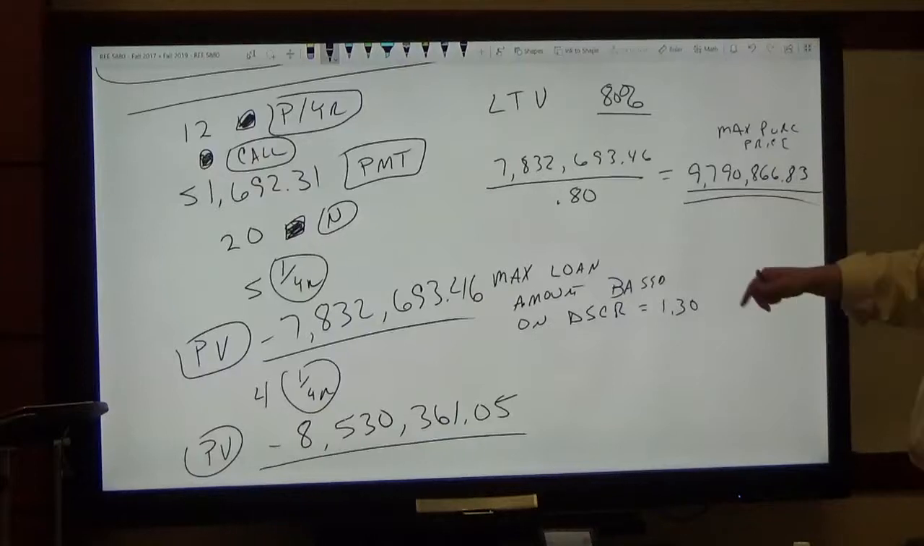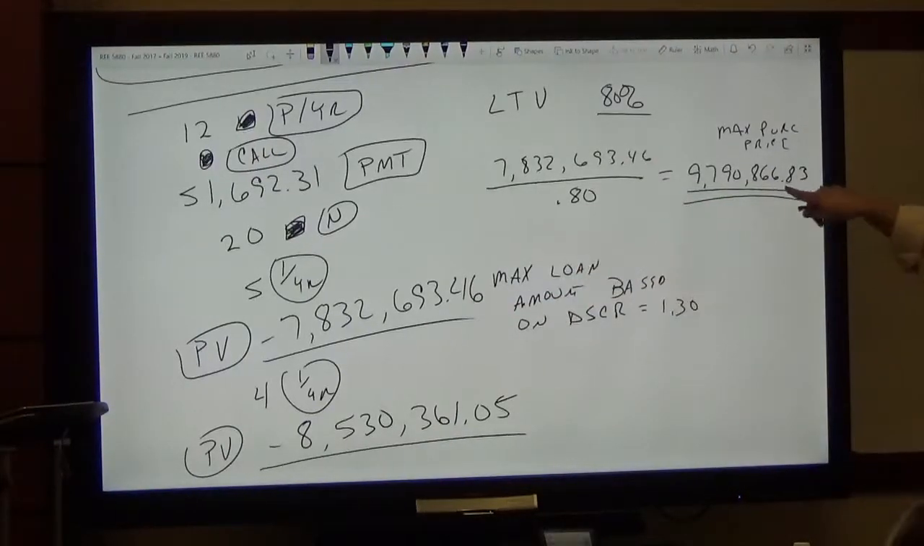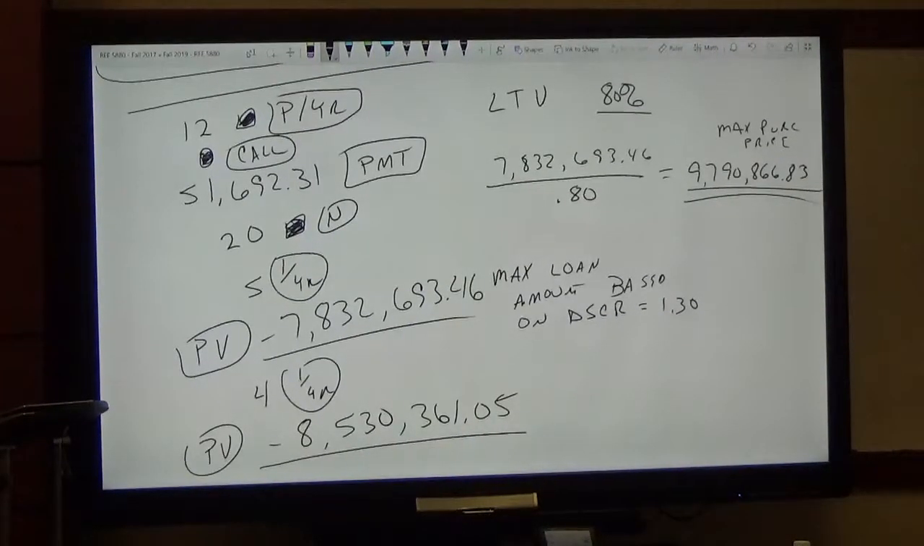Now, what we've done is work backwards into the maximum purchase price for the property. So what if, for this particular property, the property were priced in the market at, let's say, $11 million. Could we do this deal? No. What if in the market this property were priced at, let's say, $9 million? Could we do this deal? Yes. Okay.